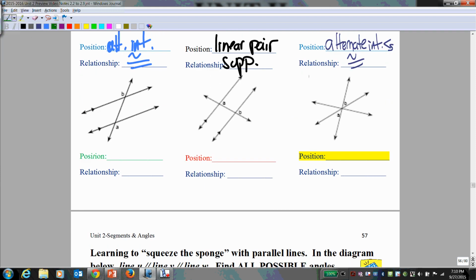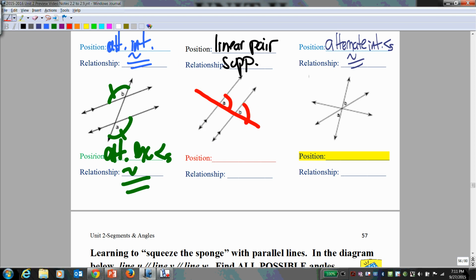This one, they're on opposite sides of the stir stick, outside of the lines. This is alternate exterior angles. They're always congruent. This one, there's your stir stick. You have one in, one out, same side. That's corresponding. And when lines are parallel, these corresponding angles are congruent.